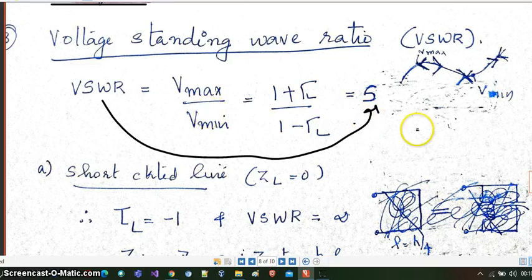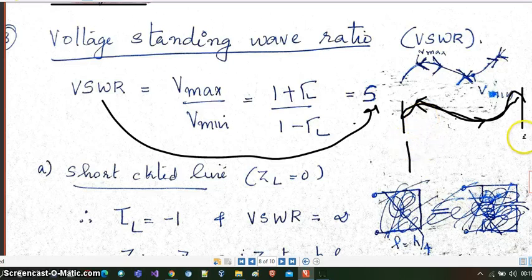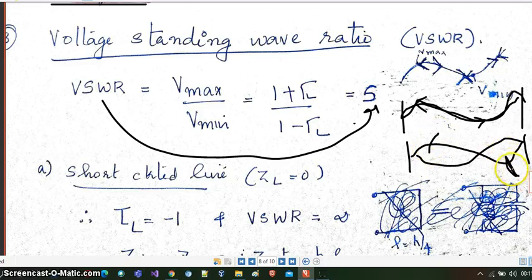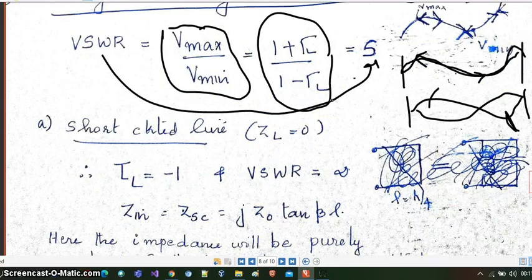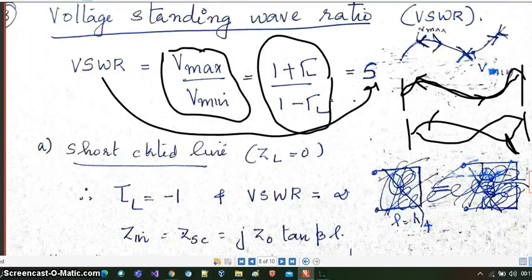So you know how a standing wave is formed. When the electromagnetic wave gets incident and reaches a load impedance, it will get reflected back. Sometimes the reflected wave and the incident wave will be in phase. In some cases, the reflected wave and incident wave will be out of phase. And you know, V max will be this portion and V min will be this portion. So this is the expression of VSWR in terms of the maximum and minimum amplitude, and this one in terms of reflection coefficient. Now we will see different conditions of a voltage standing wave ratio.